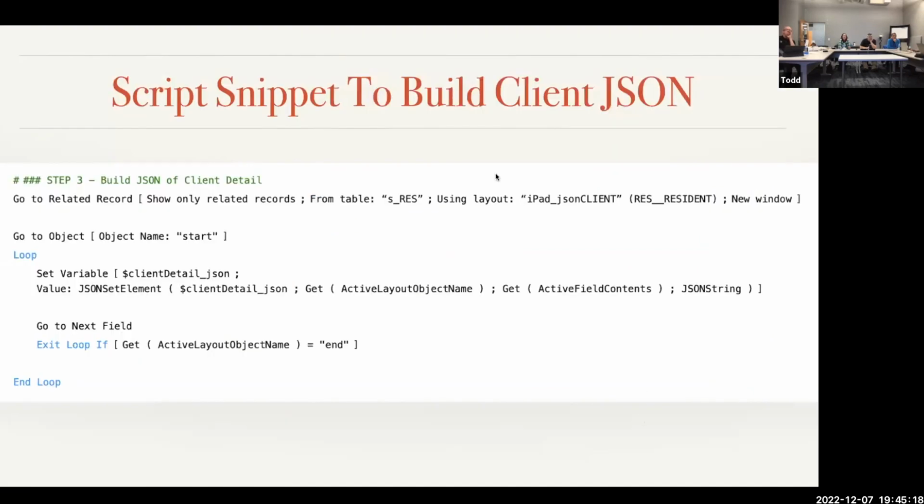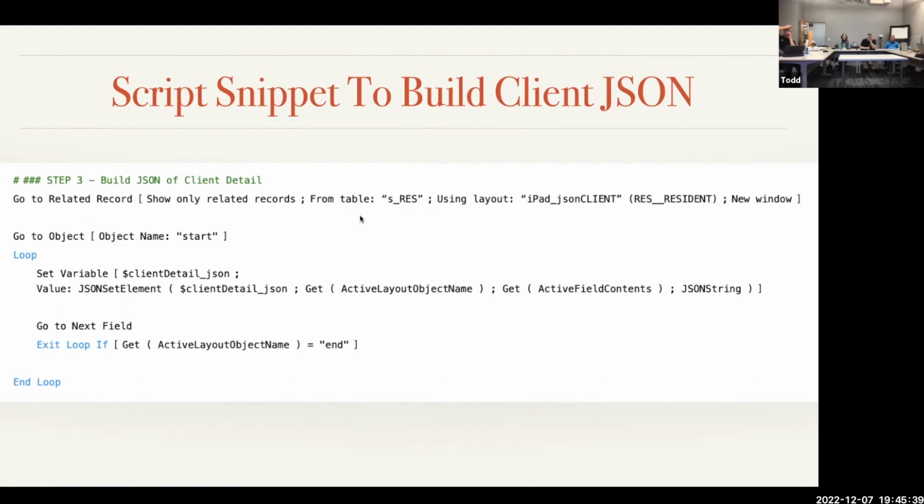And here's our little script snippet to build the client JSON. Every time I do anything with the script, I start like hard coding something. And then I hard code something like 3 times. I'm like, how can I loop this? And so you see loops a lot.